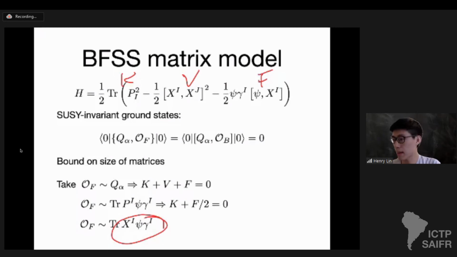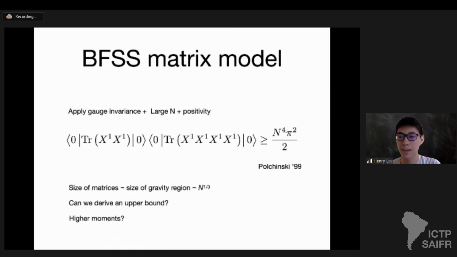It turns out that the bound you get is exactly the Polchinski virial theorem bound, which is not too surprising. This is the bound that tells you that the size of the matrices is, roughly speaking, the size of the gravity region. A simple question is that this is a lower bound on the size of the matrices. Perhaps by just choosing a few more operators, we can derive an upper bound. This would really confirm that the size of the matrices is the size of the gravity region, which sounds like a complicated computation from any other perspective.